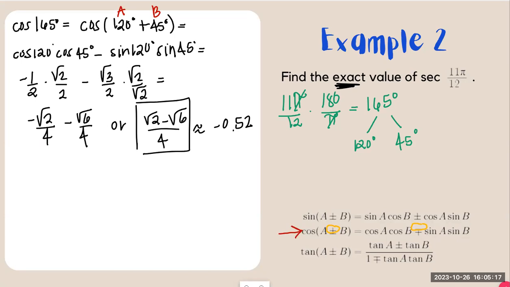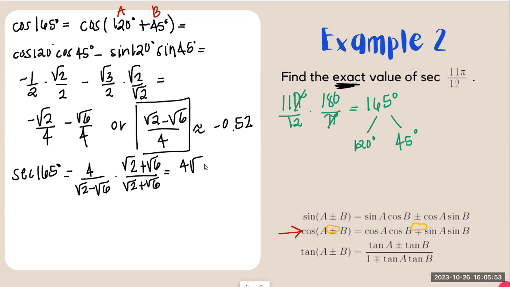We are going to find the reciprocal. So secant of 165 is equal to this reciprocal. So 4 over square root of 2 minus square root of 6. Okay, here we're going to rationalize the denominator. So we need to multiply by the conjugate. So this is 4 square root of 2 plus 4 square root of 6.